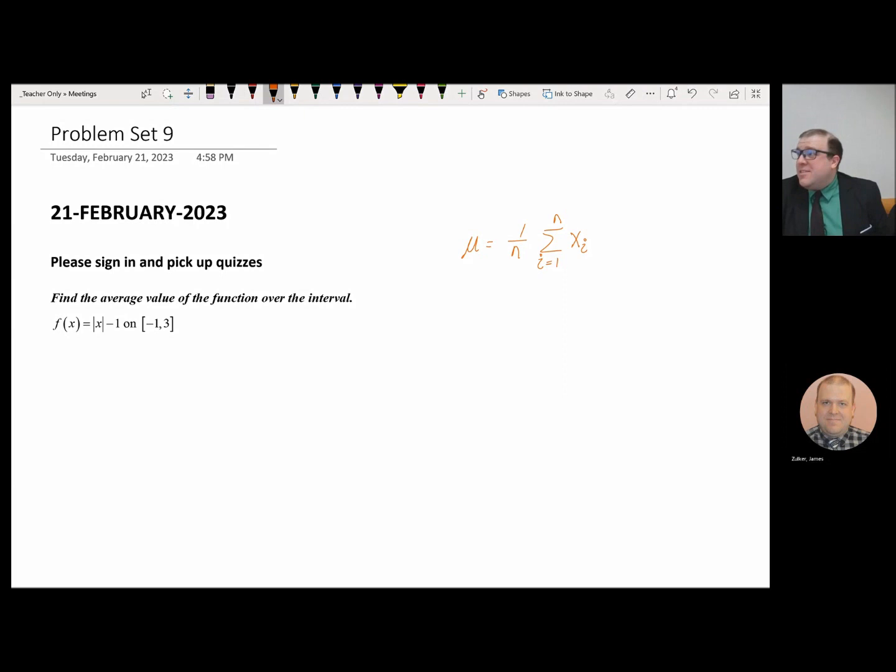There's a derivation in the video that goes into how you can think of summing function values and letting that go to infinity to get an average value of a function. It comes down to the average value of a function: one over the length of the interval times the integral from a to b of f of x dx.